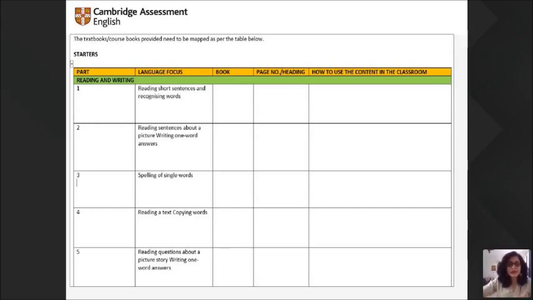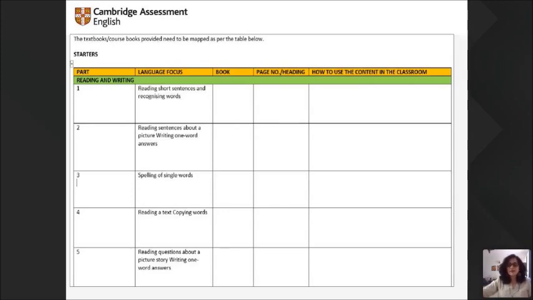So you can customize your own template, or I have a sample template for you over here. If you see, the exam we are focusing on is Starters, and the exam part is reading and writing. At the YLE level, reading and writing is a combined exam. And then you have the language focus, where you have descriptions of the sub skills of reading. Now, here you can name the course book. If you're using only one course book, you can name only one course book.